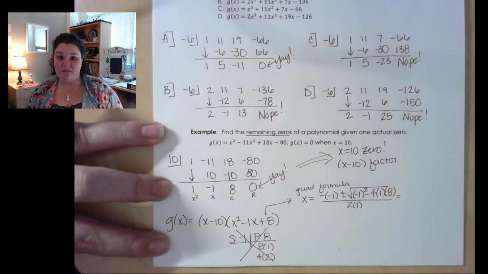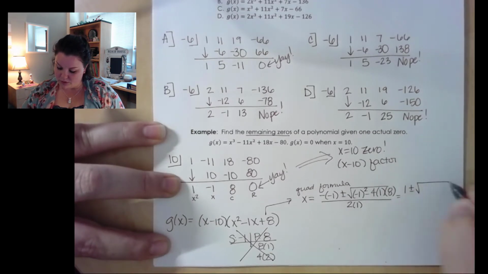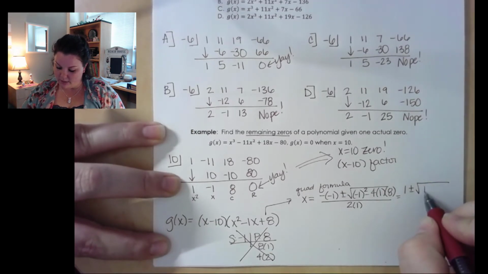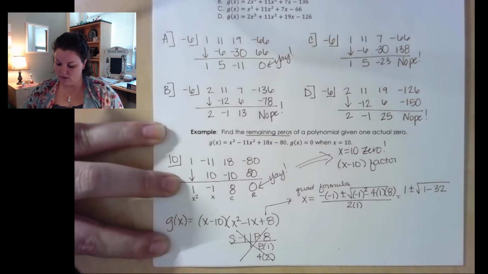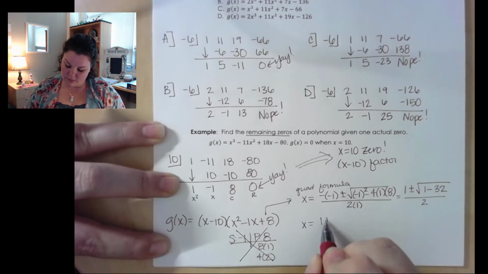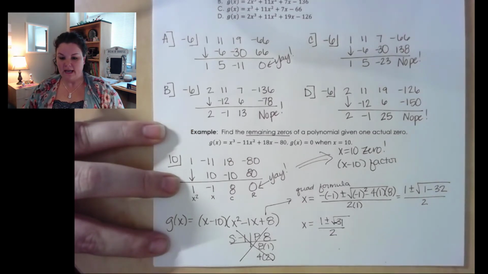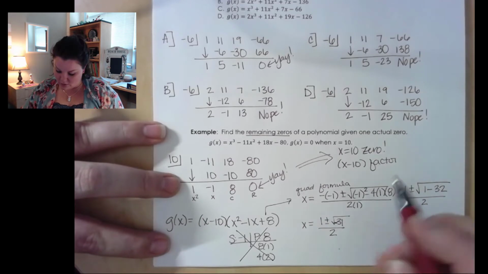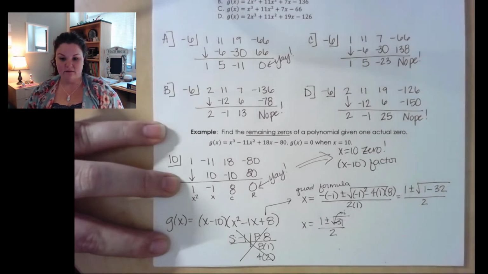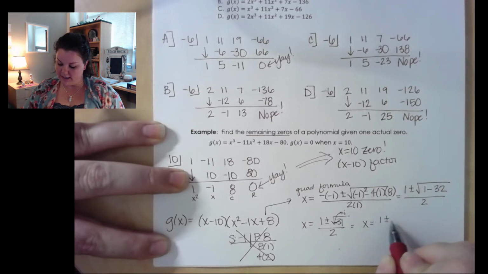And then we just simplify to figure out what our zeros are. So we end up with -(-1) plus or minus the square root of 1 minus 32, all over 2. So this gives us 1 plus or minus the square root of, oops, that's a -31, all over 2. And then remember, anytime we have a negative under the radical, that's going to come out as an i. So we have x is equal to 1 plus or minus i square root of 31 over 2.